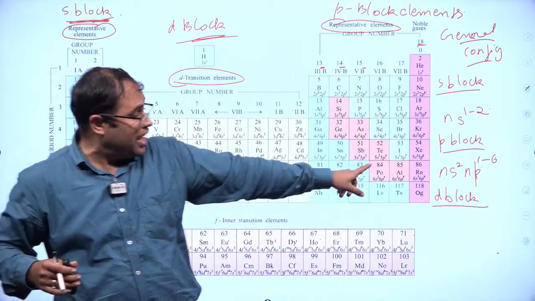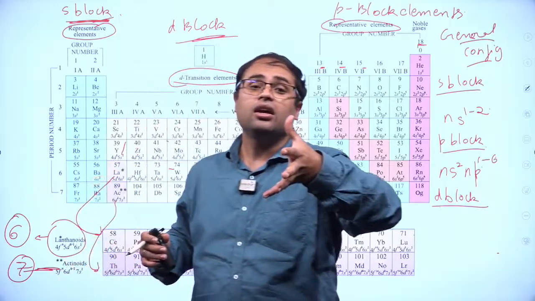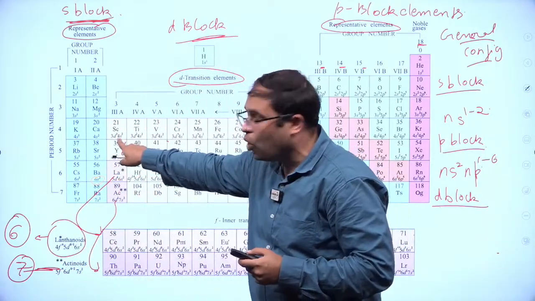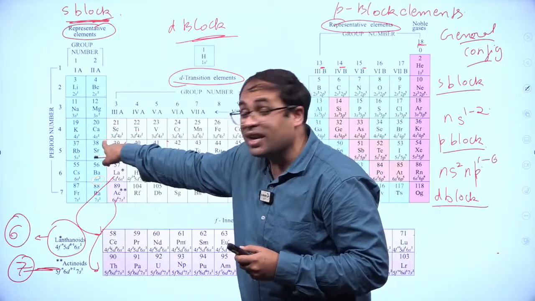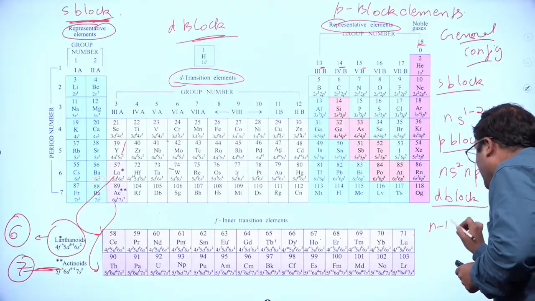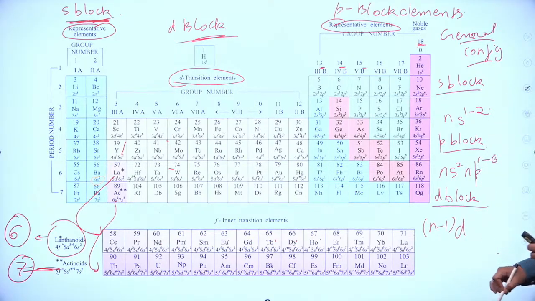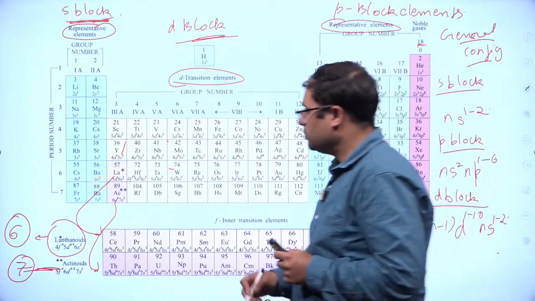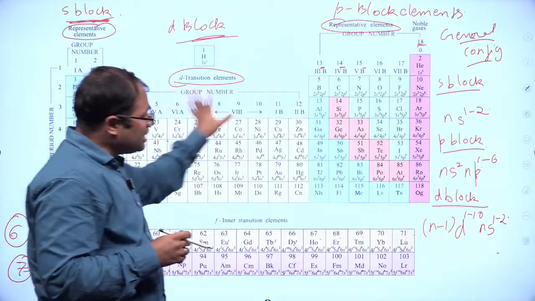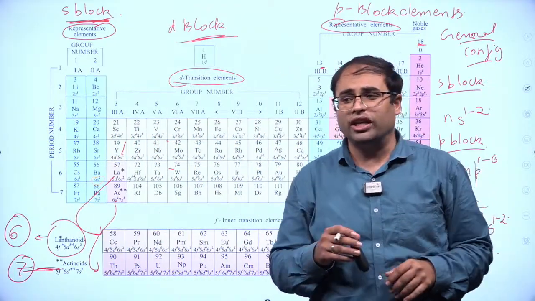What about the D block? Remember, n which is there here is the highest shell number. Here, see the highest shell number in D is 4. 4 minus 1 is 3. So it will be (n minus 1)d, 1 to 10, and ns 1 to 2. For F block, we will see afterwards. So this is the complete logic of the periodic table.